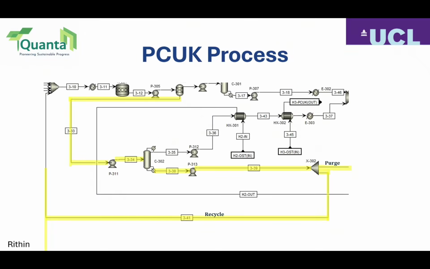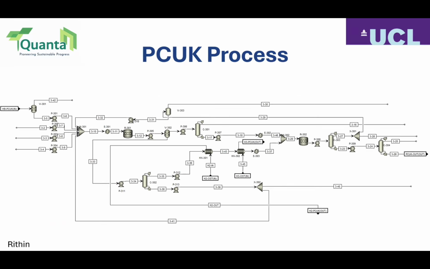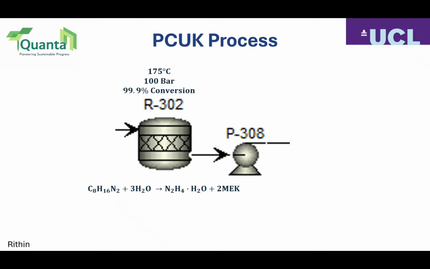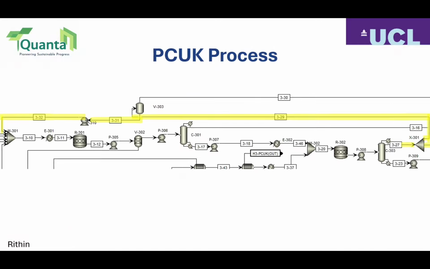It is then purged and recycled for reuse. The clean MEKazine is then joined with the water stream from the earlier distillation column. This mixture enters a second reactor at about 175 degrees Celsius and 100 bar. This MEK then gets recycled and purged.